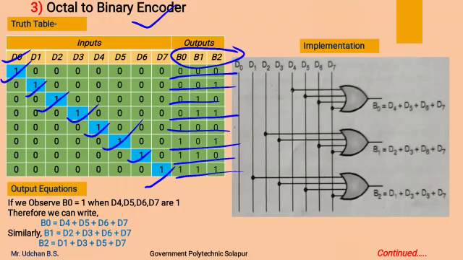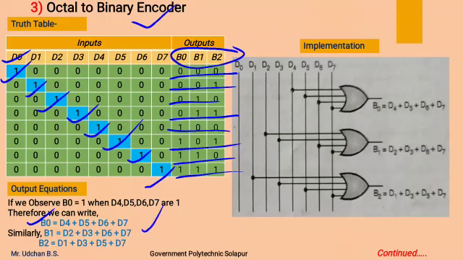This is the function of the octal to binary encoder. And from this we are going to find the expression for B0, B1, B2. Similarly, as we have written the expression for decimal to BCD, in the same way we are going to write the expression for B0, B1, B2. If we observe the B0 column, then B0 is 1 only when D4, D5, D6 and D7 are 1. So B0 can be written as D4 plus D5 plus D6 plus D7.